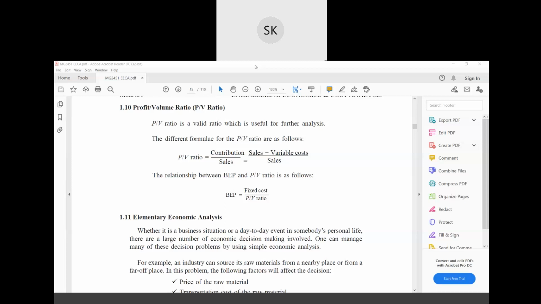The different formulas for the P/V ratio are as follows. So you can find the P/V ratio. Let me note. Remember all the formulas, all formulas are important. For the P/V ratio, the formula is contribution by sales. We know the formula of contribution. We have solved some numericals based on this contribution.